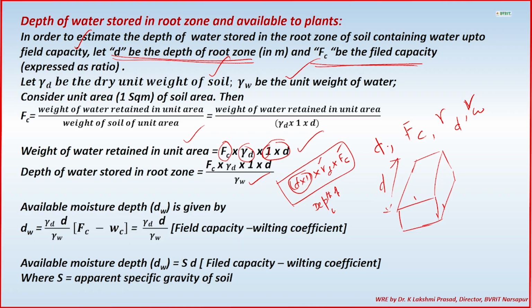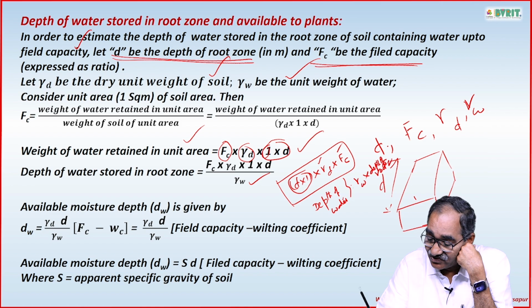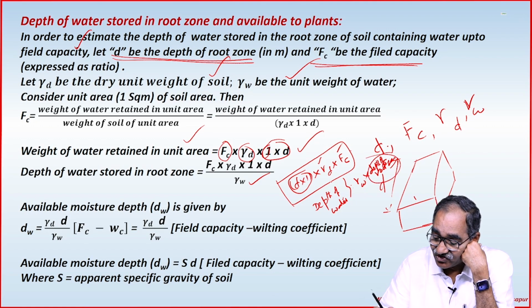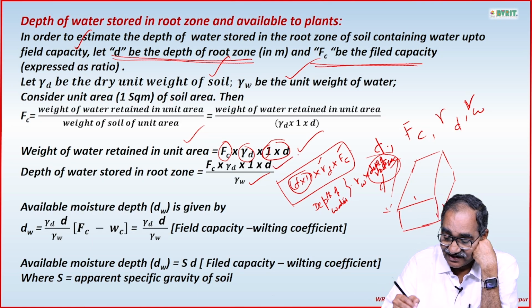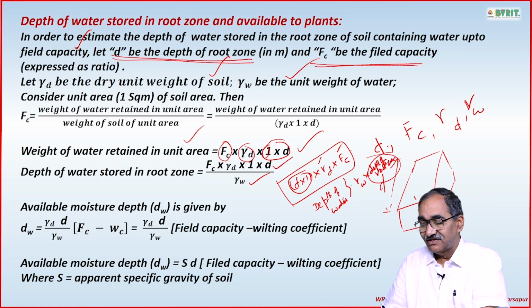So depth of water can also be calculated. What is gamma W into depth of root zone? If I equate this and this, the depth of root zone is equal to this divided by this. That is what exactly I have put here. So how are you deriving the formula?